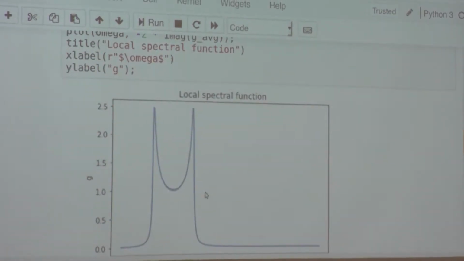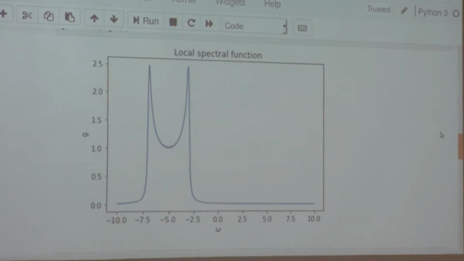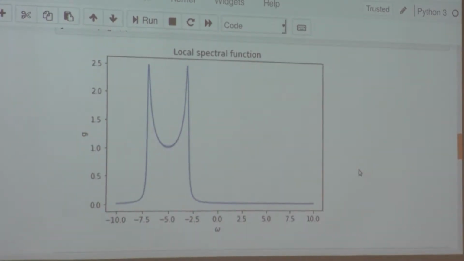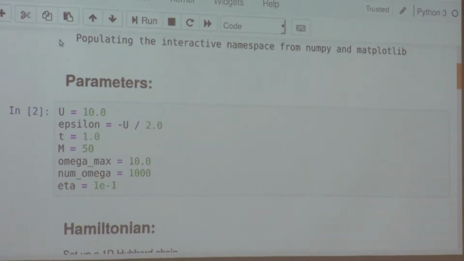Okay, so we can plot this thing. This is just plotting. And this is what the non-interacting Green's function looks like. Okay, so let's go back a little bit to my parameters. What do I have here? So it's non-interacting, so u doesn't matter. Okay, u didn't go into this calculation. Epsilon is minus u over 2, though. So if u is 10, then epsilon is at minus 5.